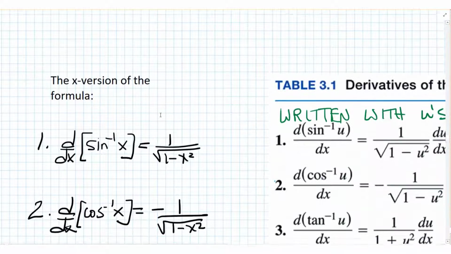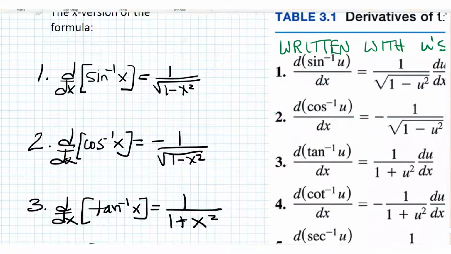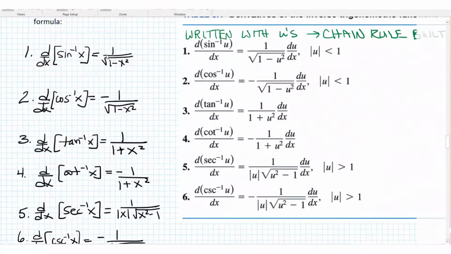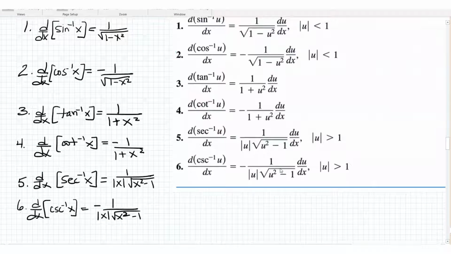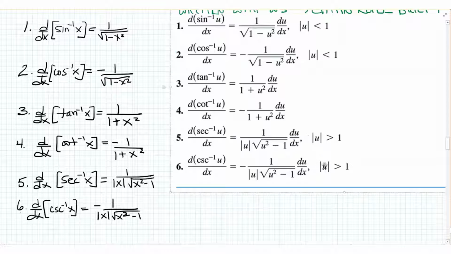Okay, so these are the formulas. You can derive all of these formulas for the inverse trig functions in a similar manner, using right triangle trigonometry. I have them on the left written as the x version of the derivative formula, and then I have copied out of the book the u version of the derivative formula where they've got the chain rule built in. Let's see how we would use them.